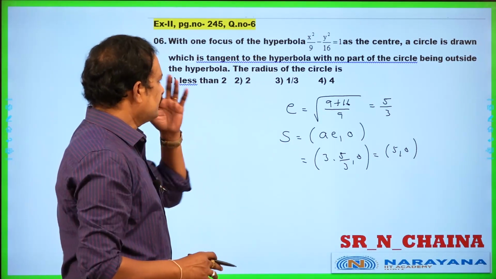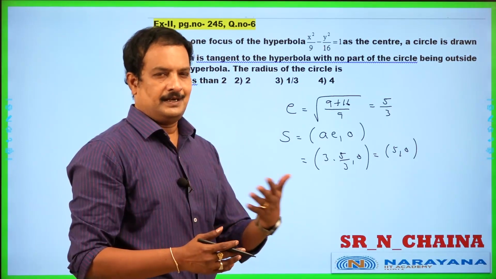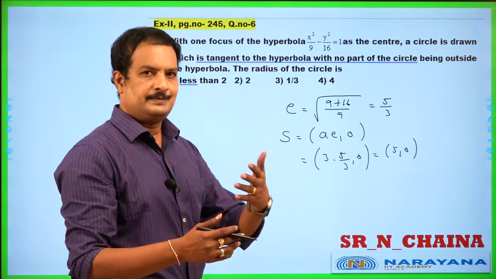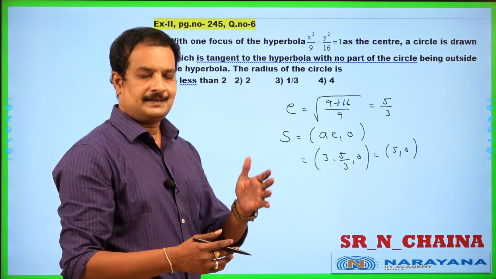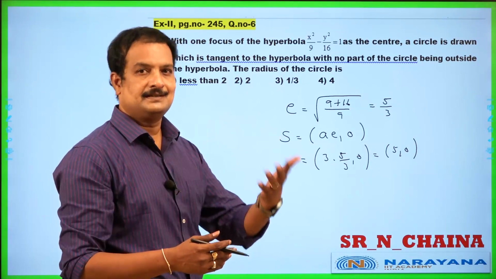Okay. Now what is the requirement? This point has been taken as the center of the circle. Okay. They have taken this point, one of the foci, as the center. Radius we don't know. Let it be some r there. But this circle is tangent to the hyperbola. That means it is touching the hyperbola.